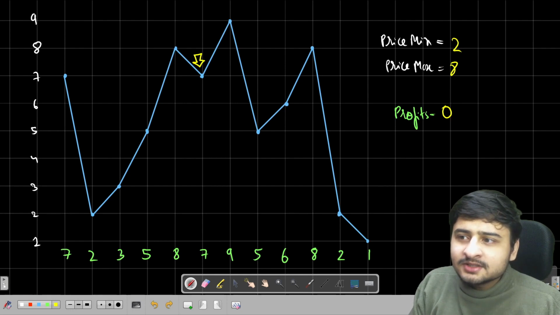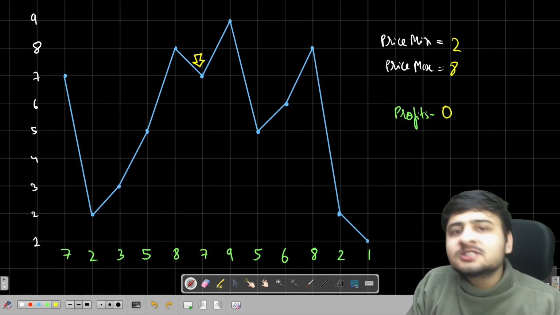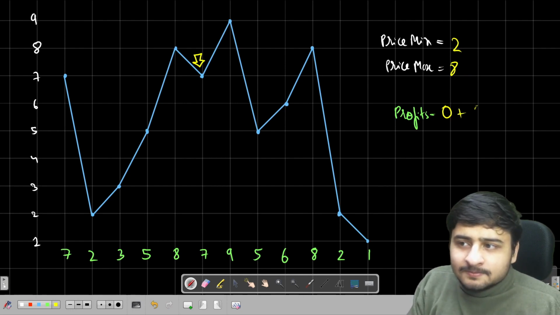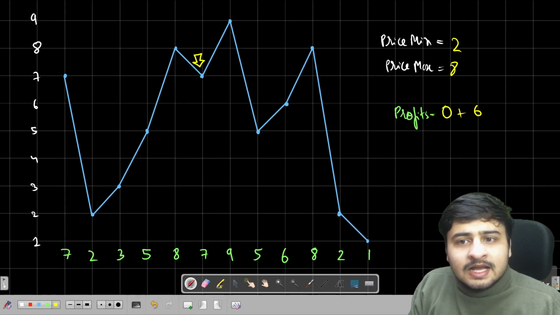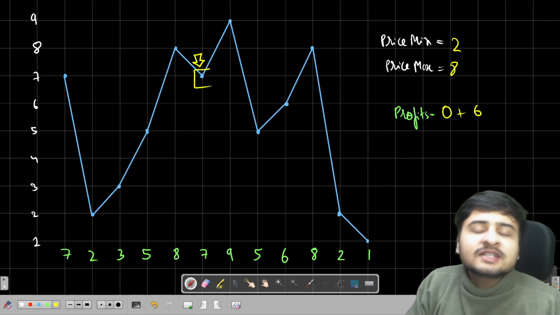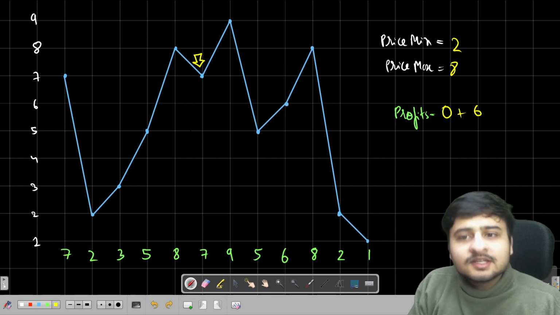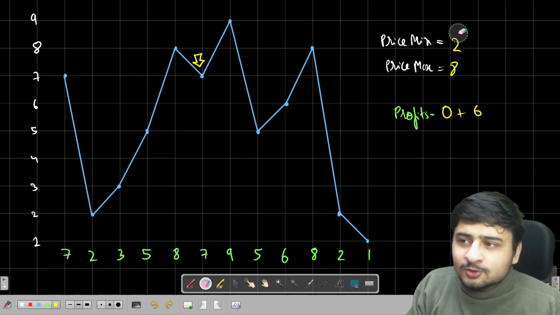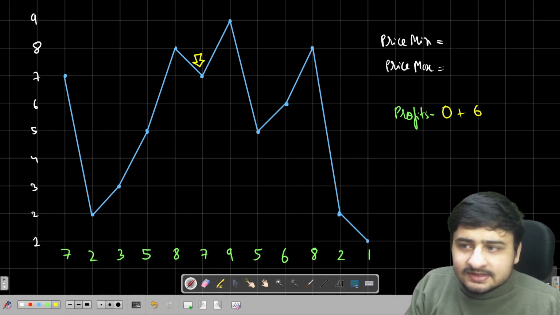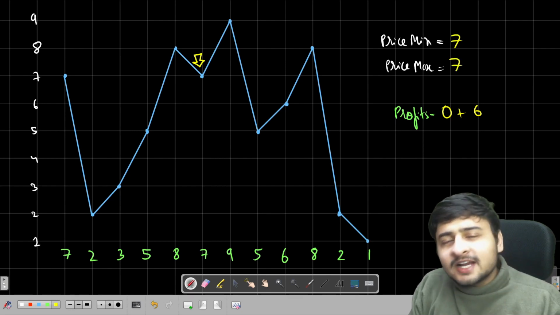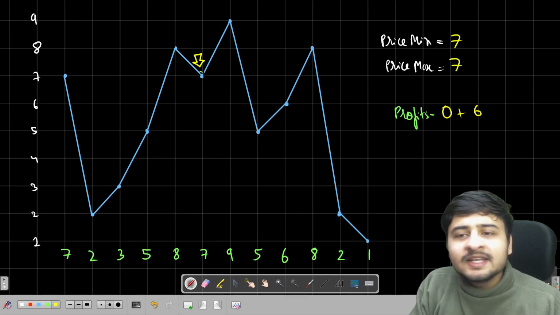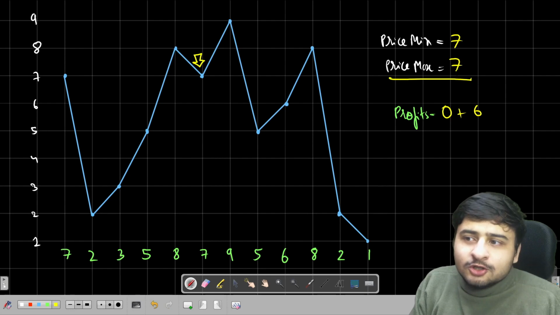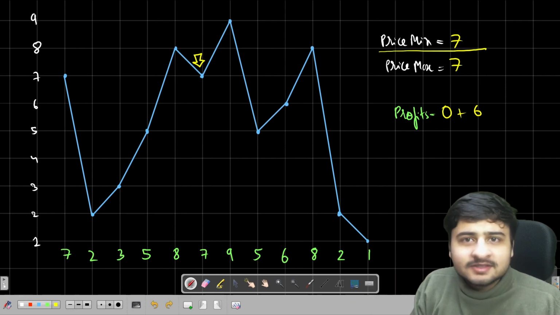How do we close the transaction? Price max minus price min is the profit I will gain. So I will gain 6 profit, correct? And I will then start a new transaction at this particular point. Let's start the new transaction here only. So 7, 7. Now starting a new transaction means that I'm buying and selling here itself. We are not sure that we are going to sell here itself, right? But we are definitely sure that we are going to buy here itself, correct?